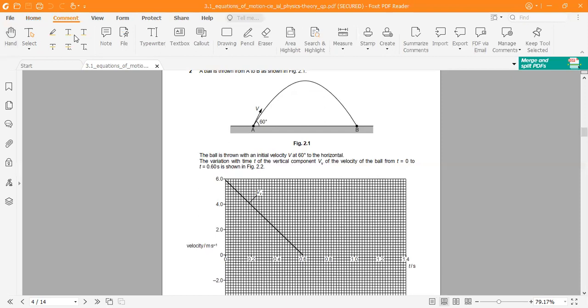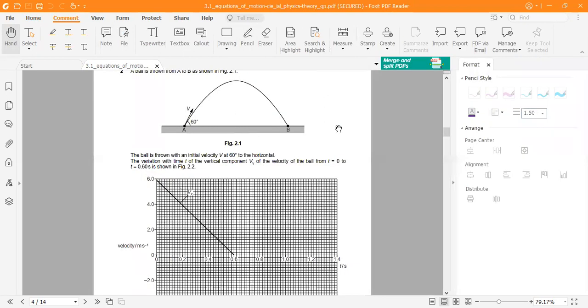Let me try to draw it here. So they are saying that initially this is the direction in which the ball was thrown, and the vertical component of this is basically this vector. Okay, this is the vertical component, and this one over here is the horizontal component.